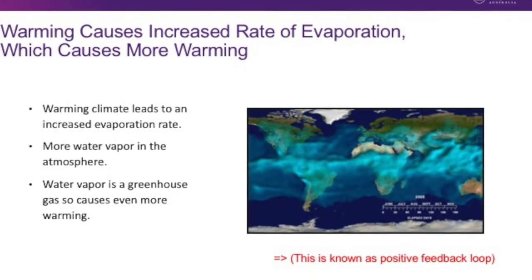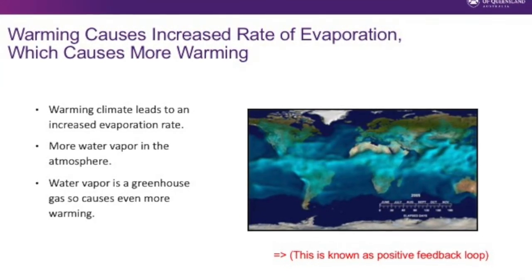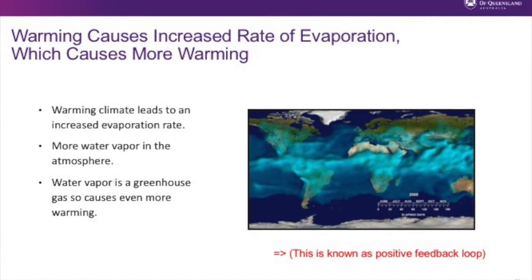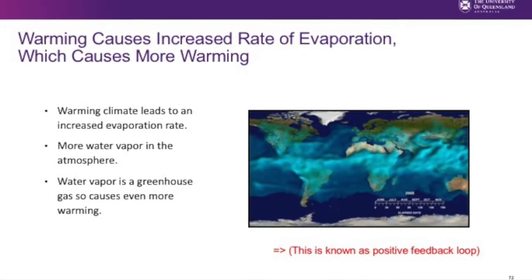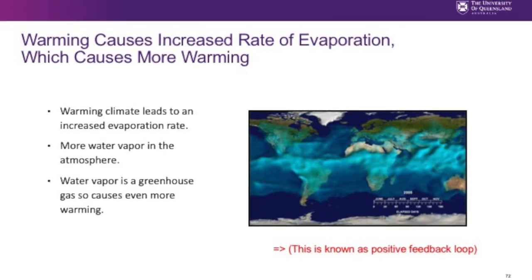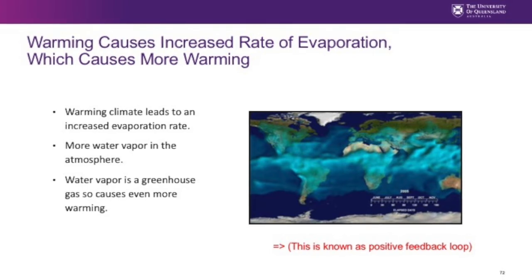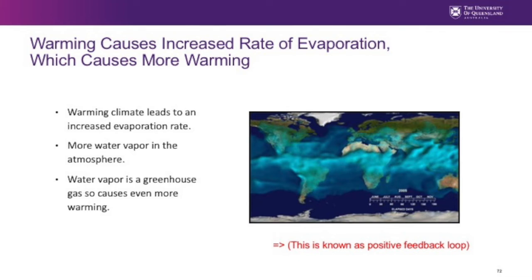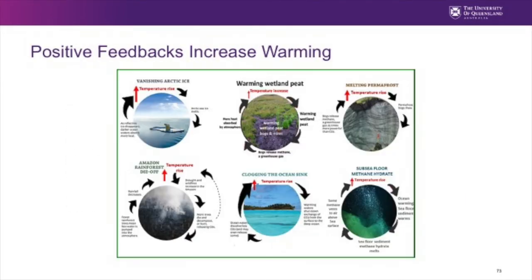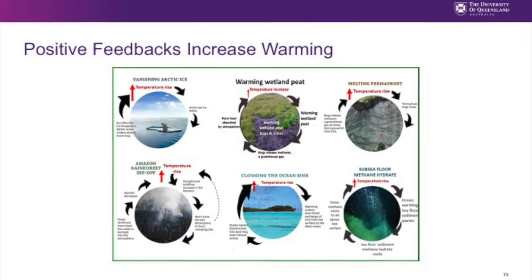So warming climate leads to an increased evaporation rate, more water vapor in the atmosphere. Water vapor is a greenhouse gas, so it causes even more warming. So this is another example, again, of a positive feedback loop, all right? That you can actually make in the way that we were describing before, with the arrows that tell us the cause and effect, okay? And these are other examples of positive feedback that increase warming.